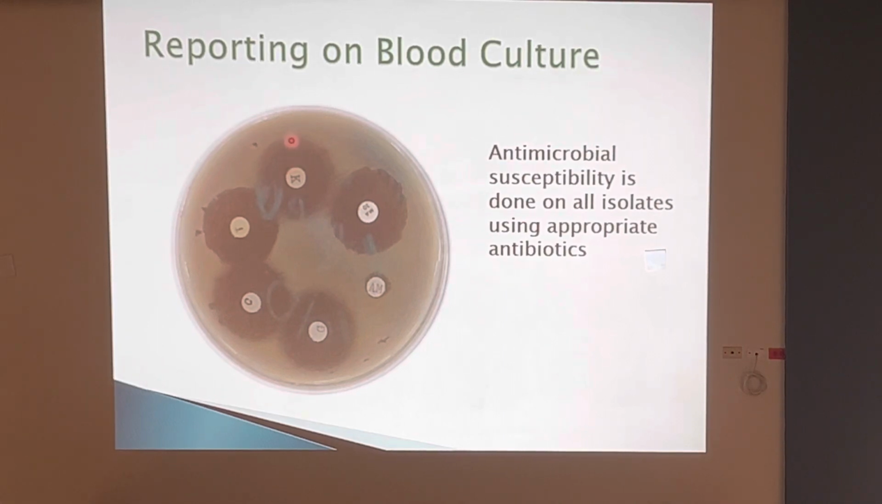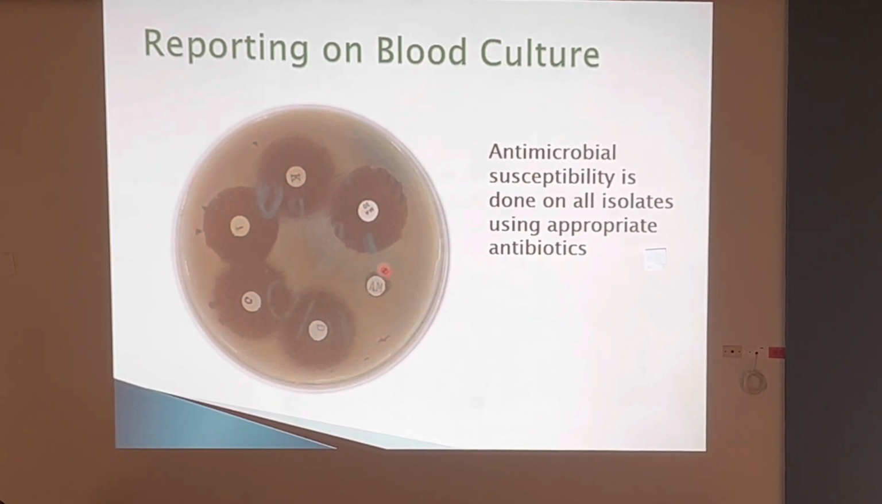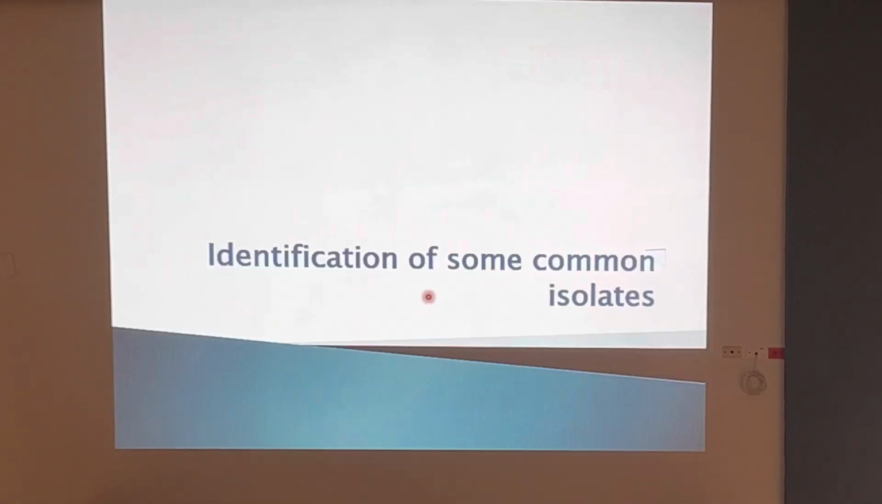So this looks like a good zone of inhibition. It's likely that this organism could be sensitive to this antibiotic, but in this case here, hey, that's a very small zone there. It's obvious that organism is resistant to that particular antibiotic.